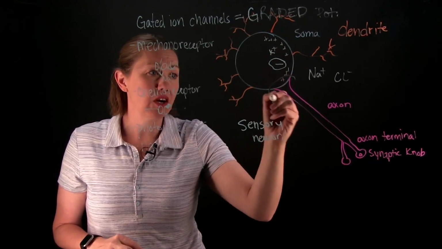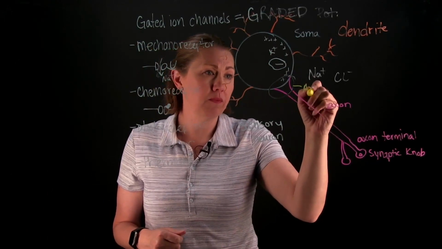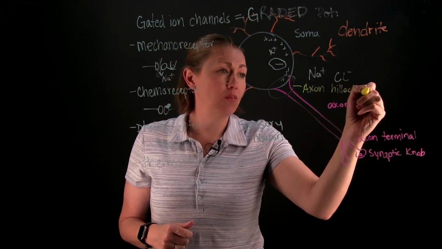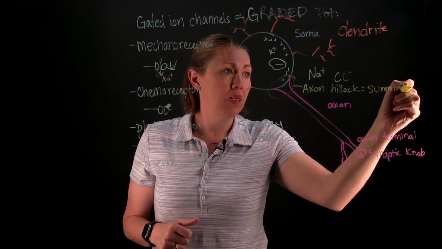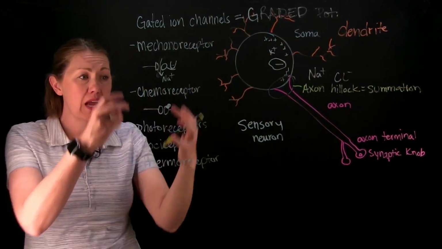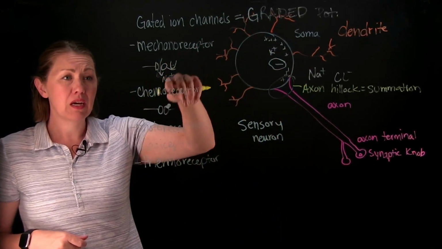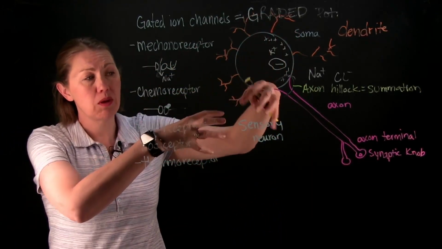And right here is the location of what we call summation. So this is the axon hillock, and that's where summation occurs. That's where you add up these graded potentials, these small changes. So in the case of this sensory neuron, we're getting these small changes. So maybe you're opening a few of these chemically gated ion channels and you're letting some sodium come in.